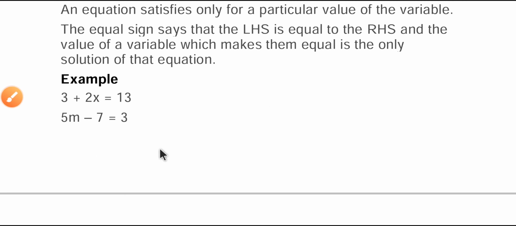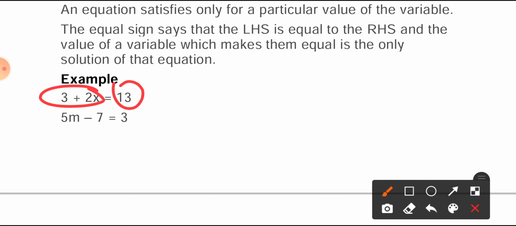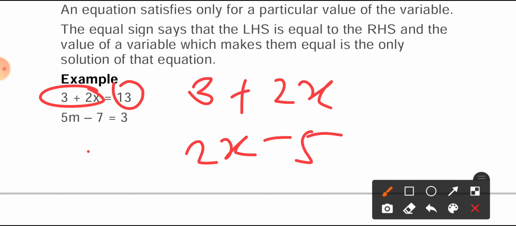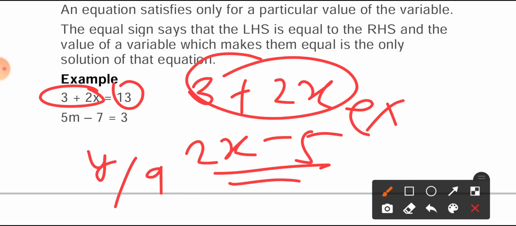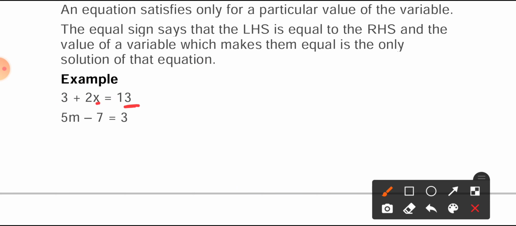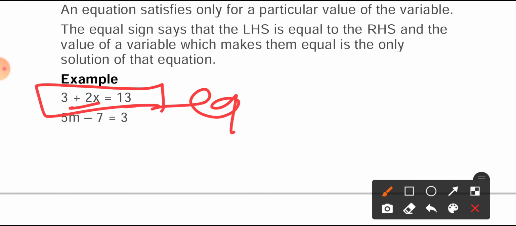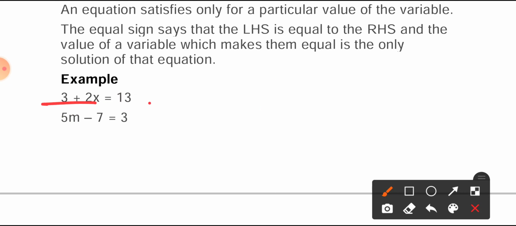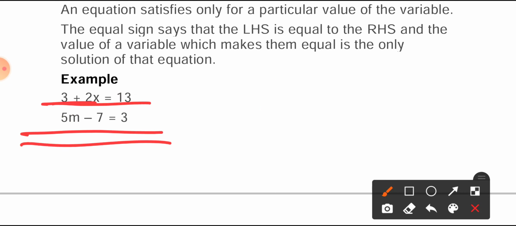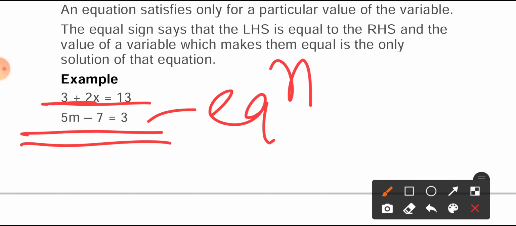As we know that it is an expression, if we are using something like 3 + 2x, 2x − 5, y/9 without any equal sign, then these are known as algebraic expressions. But if we use an equal sign between two expressions, then this is known as an equation. इक्वेशन का मतलब क्या होता है, जिसमें हम इक्वल का साइन यूज़ करते हैं. So 3 + 2x = 13, 5m − 7, these are all known as equations.